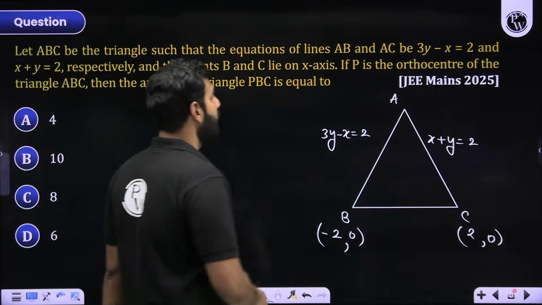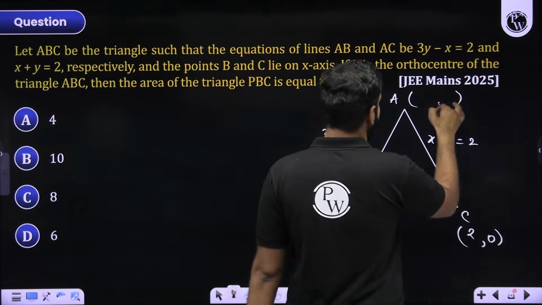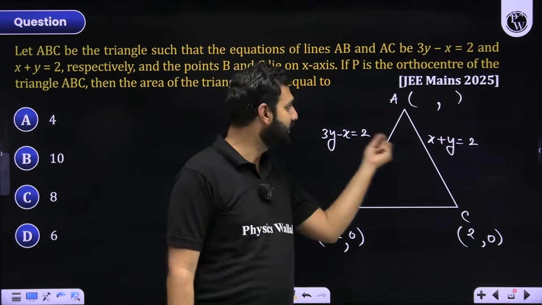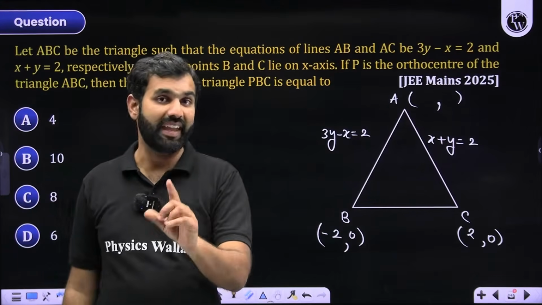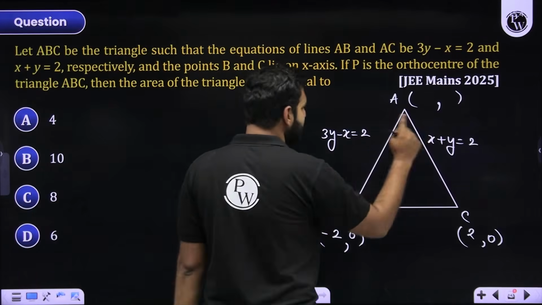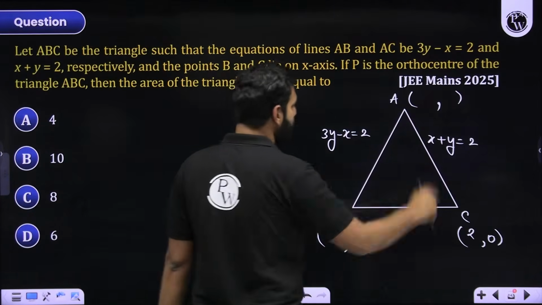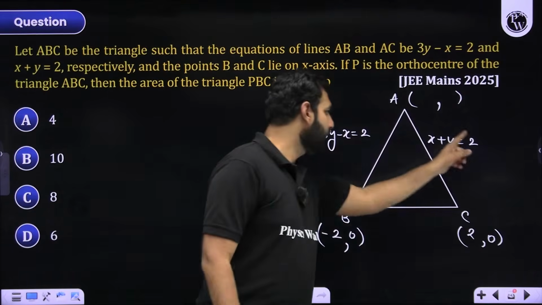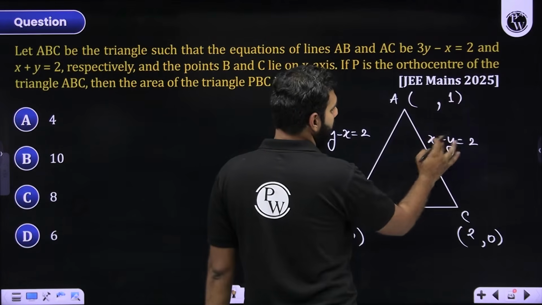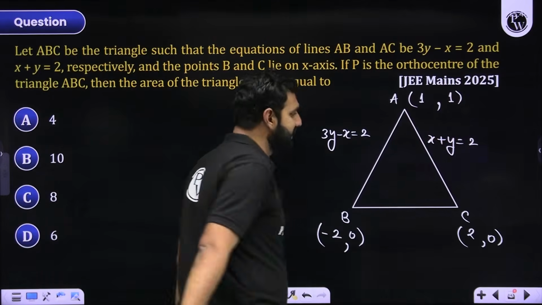Third thing, if I want to figure out the coordinates of A, I need to solve these two equations. With these two, I can find the coordinates of A as well. What will be the coordinates of A? Add these two equations. x gets cancelled by x. 3y plus y is 4y. 4y is equal to 4, which means y is equal to 1. And when I replace y by 1, x is 2 minus 1, which is 1. So these are the points.